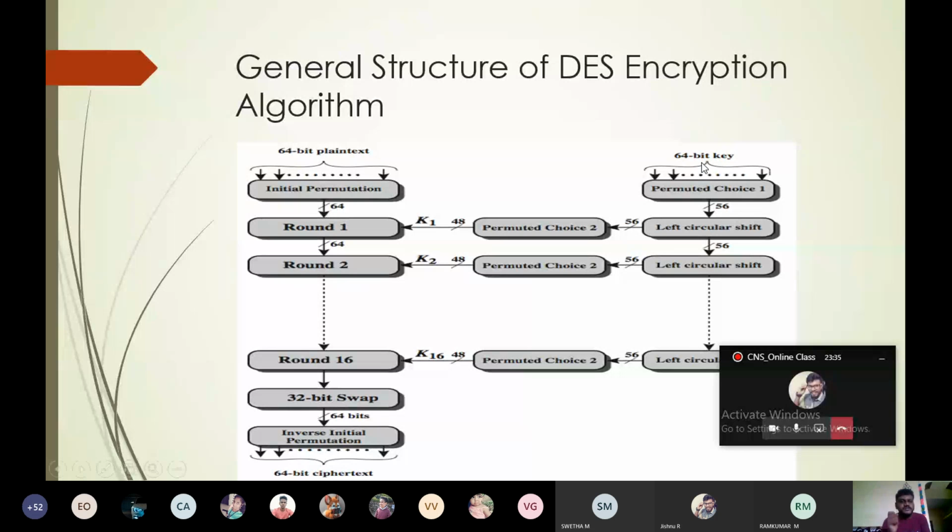Here, the bit size is a very important one in this diagram and also in this question. If you mark something wrong, your total question will be wrong. The size of the plain text is 64 bit. The size of the key will be 64 bit. After the initial permutation happens, I have retrieved the same 64-bit length of data. Clear? Now it enters into round 1.